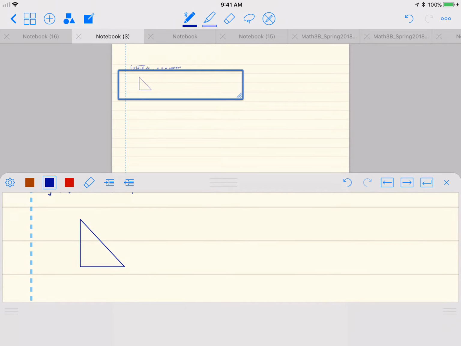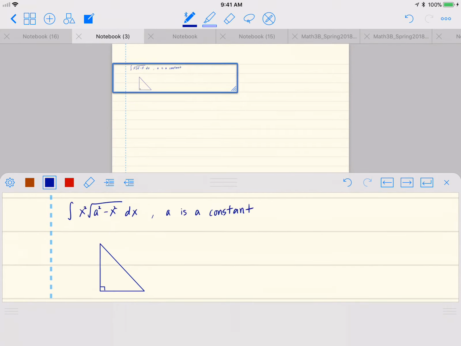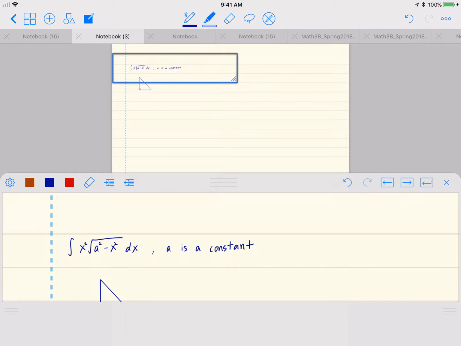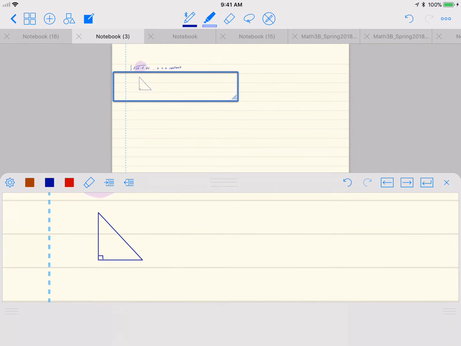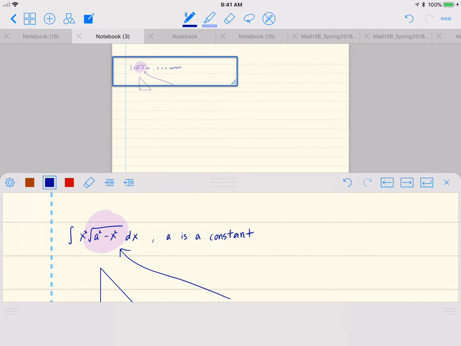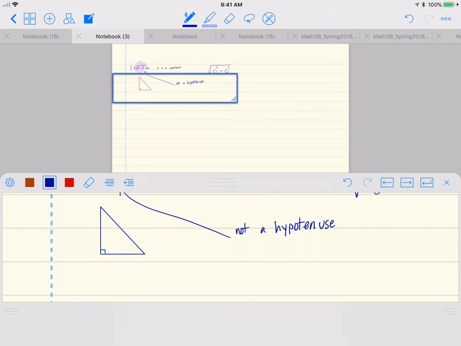Now, again, because I've got my radical here, this square root of a squared minus x squared, I'm looking at that, and that's definitely going to be the length of a leg, right? So this is not going to be a hypotenuse. Because remember, a hypotenuse needs to be like something squared plus something squared, square root like that, right? So if we've got something squared minus something squared, that's not a good candidate for a hypotenuse. That's more a candidate for a leg. So this will be square root of a squared minus x squared.